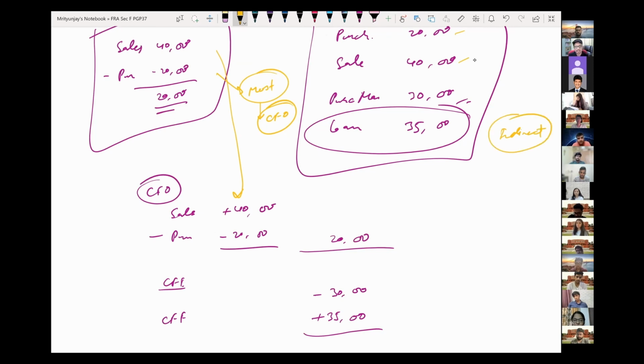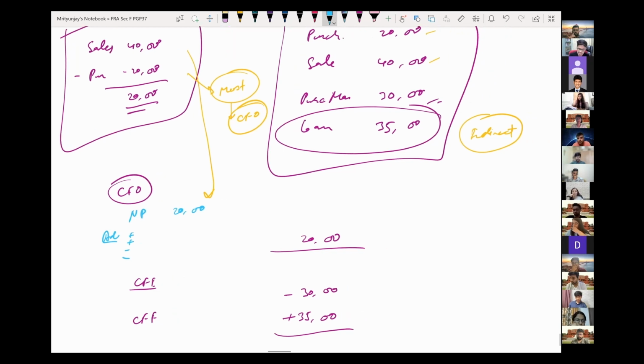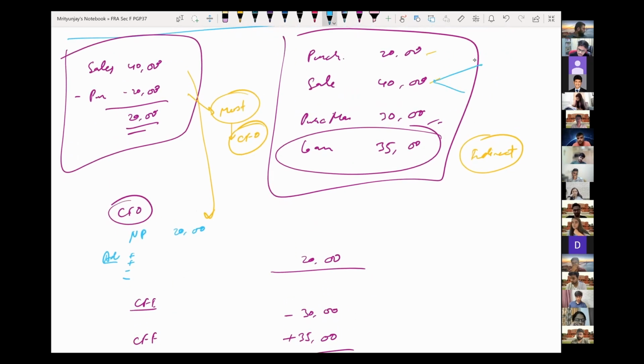Now what is the essence of the indirect method? That we don't do this, rather we start from the profit itself. That net profit itself, we say that this itself is our cash flow from operations. We say net profit of 20 lakh itself is our CFO. And then we would want to adjust for the reasons why it is not. For example, let us say somebody told you later on that of the sales that you had done, only 30 lakh was received in cash and 10 lakh was not received in cash.